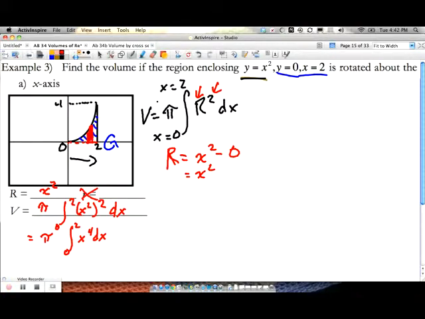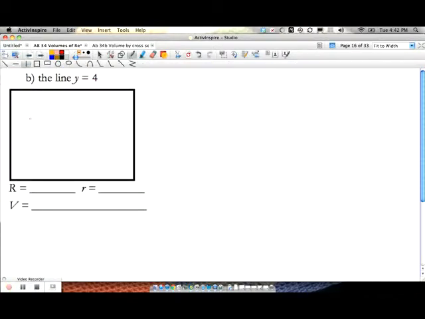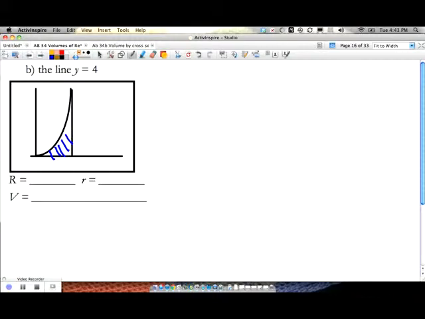Let's keep working our way through. Part B here, we're going to rotate around the line y equals 4. Let's get our picture set up so we know what we're looking at exactly. Now we have this curve. And we're coming down this line x equals 2 again. Color in this space, this is what we're looking at. But the difference now is we're rotating around the line y equals 4, around this line here.